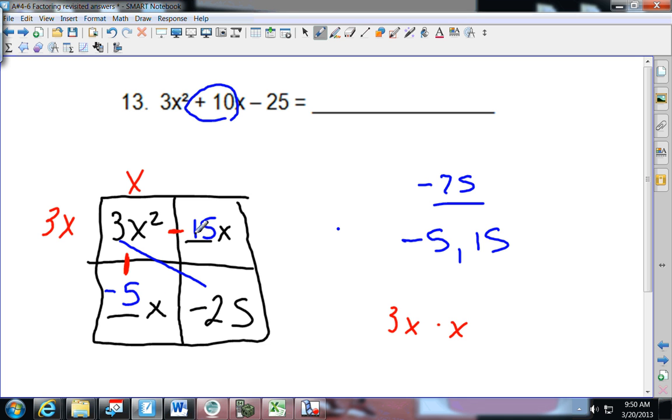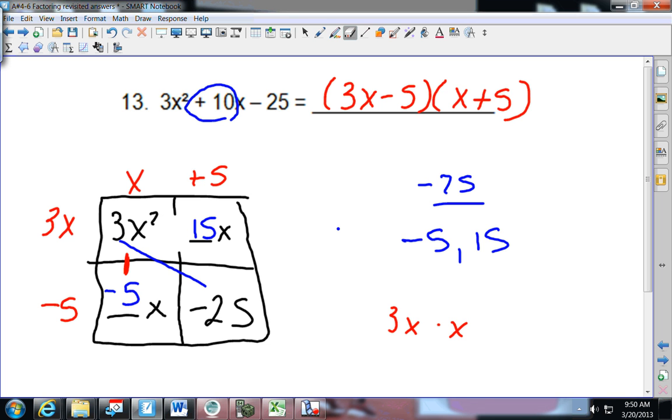Now, 3 times what gives me 15? Plus 5. X times what gives me negative 5x? Negative 5. So my factors become 3x minus 5 times x plus 5. No. It says 3x minus 5 right here, and then x plus 5, because this is a positive 15. Yeah, it's messed up because I always put that when I do the GCF. I kind of write it right there. Okay?